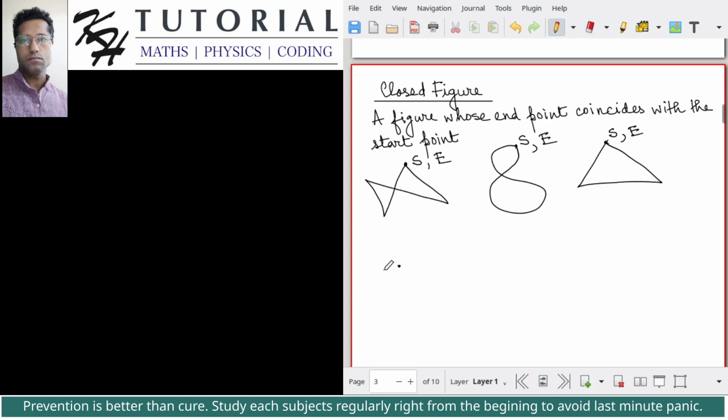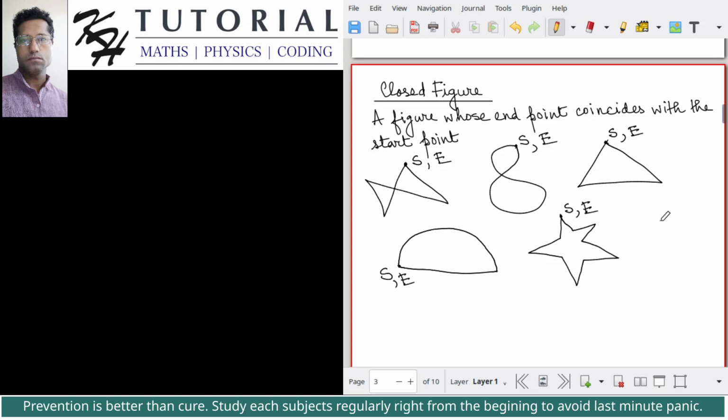Let's say there is a point. I will start from this point. So this is a curved path, and then from here I am ending at the same point, that is, at the starting point. So this is a closed figure. A few more examples could be a star. This is a closed figure, and this is the starting and the end point.